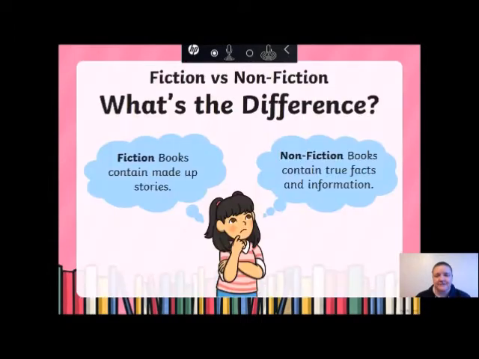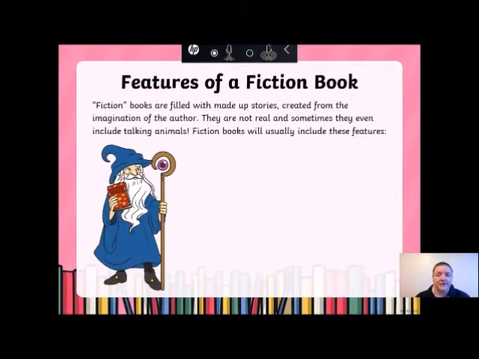Here are the definitions. Fiction books contain made-up stories, whereas non-fiction books contain true facts and information. Fiction books rely on your imagination to make them. They're not real stories. And they might even include crazy things, like talking animals or monsters that live in the sea.